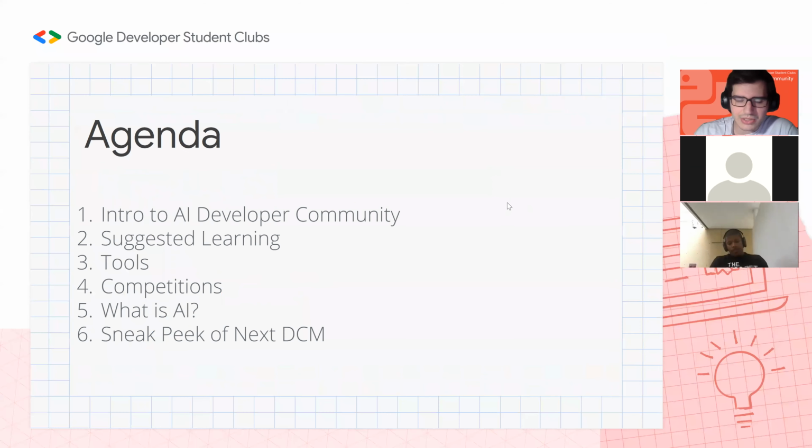First things first, I'll start off with the agenda for this evening. We're going to do an intro to the AI developer community. We're going to speak on some of the suggested learning topics that we want you to know coming into this. That'll help you. And we're going to talk about the tools that we're going to use in the AI dev community. We're going to talk about competitions, the rules and rewards. We're going to talk about what is AI and a sneak peek at the next developer community meeting.